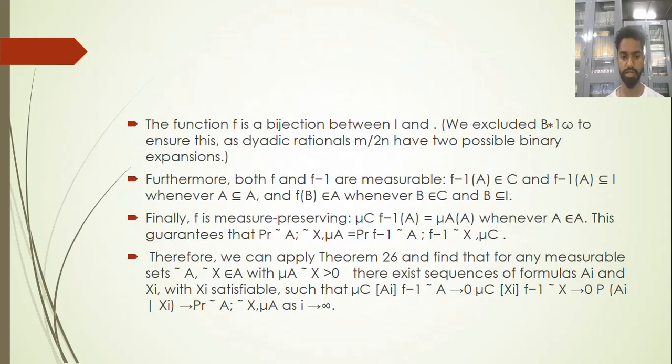Here in the function, if we consider a bijection between one and here we excluded B and W, which is a dyadic rationals where m divides n, which has a possible binary expansion. Furthermore, both f and f inverse are measurable. Then we have the given equation. Finally f is measure preserving, where it guarantees the probability of A as in the given equation, and therefore we can apply this theorem to satisfy the condition which potentially proves our theorem. What we are trying to do.